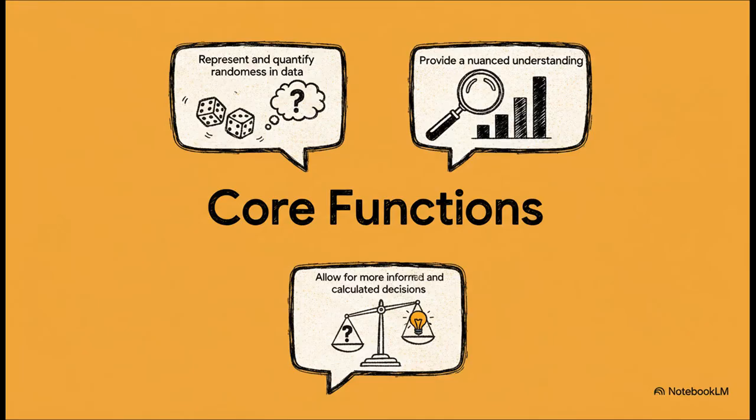This whole approach really has three main jobs. First, it helps us look at all the randomness in real-world data and actually measure it, quantify it. Second, it gives us a much more detailed, nuanced understanding of what might actually happen. And finally, and this is the big one, it lets us make way better, more informed decisions.